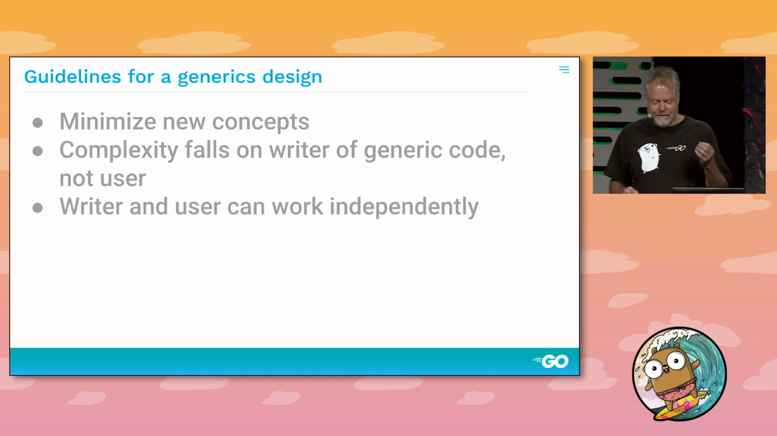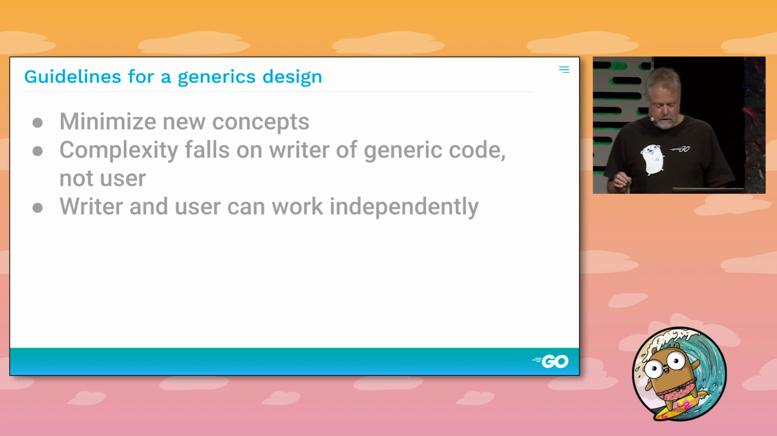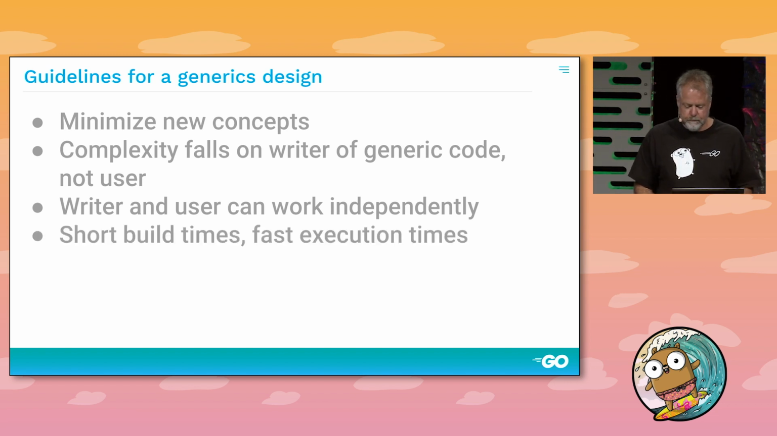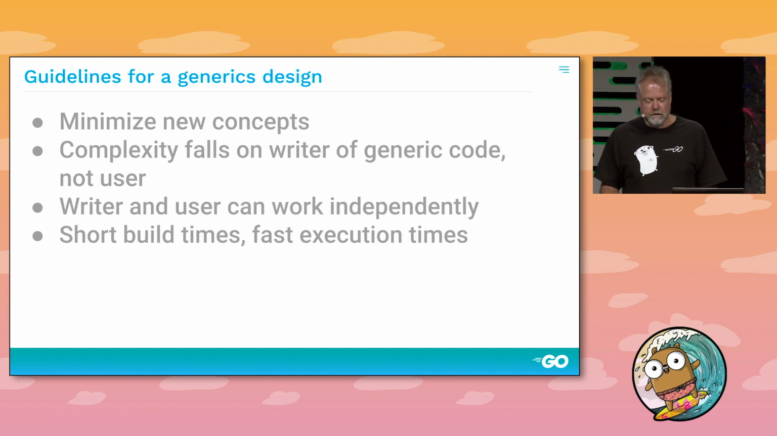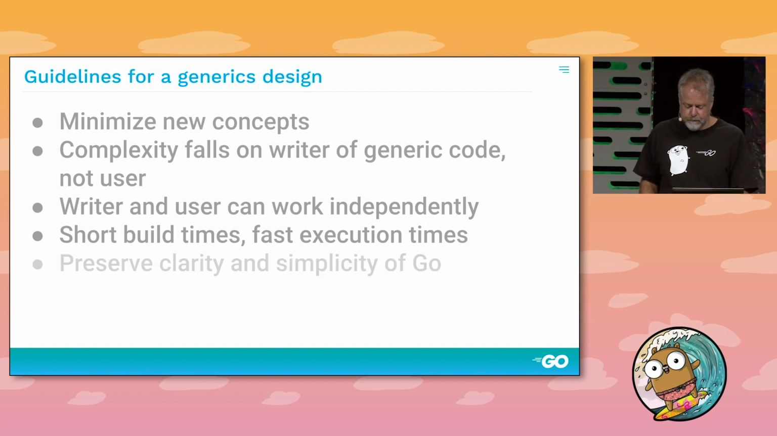Similarly, we should make it easy to separate the concerns of the writer of the generic code and its user so they can develop their code independently. They shouldn't have to worry about what the other side is doing any more than the writer and caller of a normal function in different packages have to worry. That sounds kind of obvious, but it's not true of generics in every other programming language. Naturally, as much as possible, we want to keep the short build times and fast execution times that Go gives us today. Generics tends to introduce a trade-off between fast builds and fast execution. As much as possible, we want both.